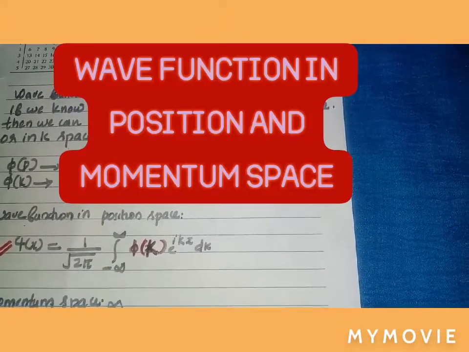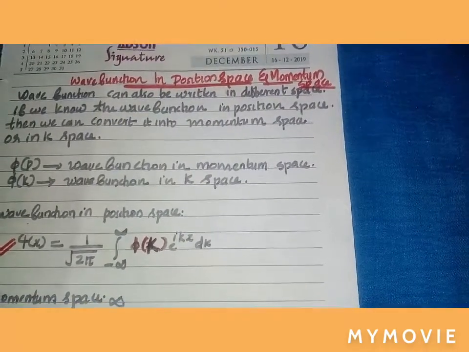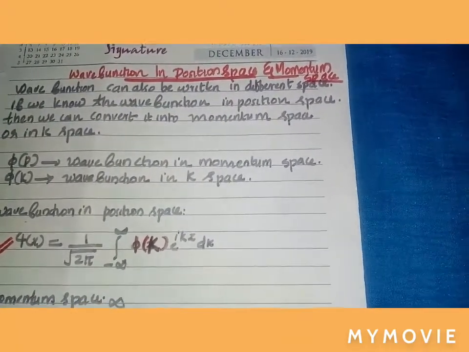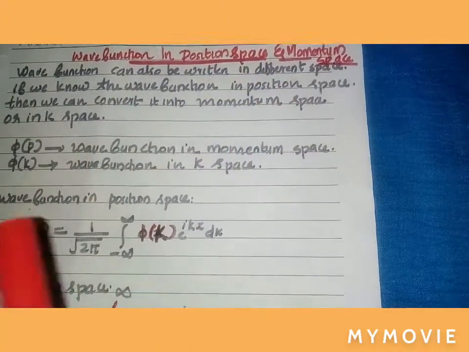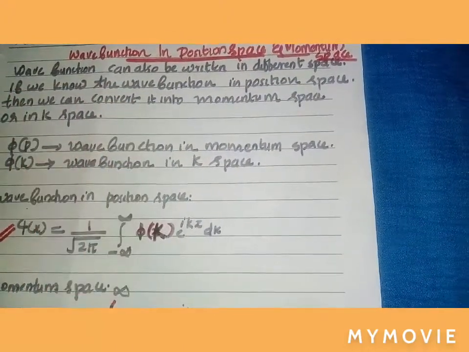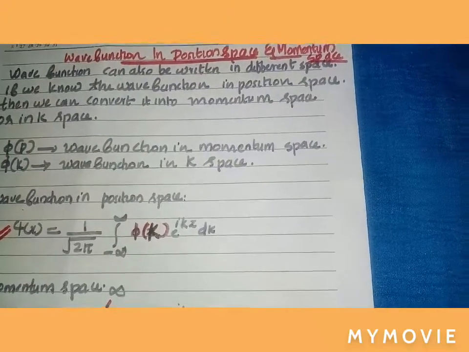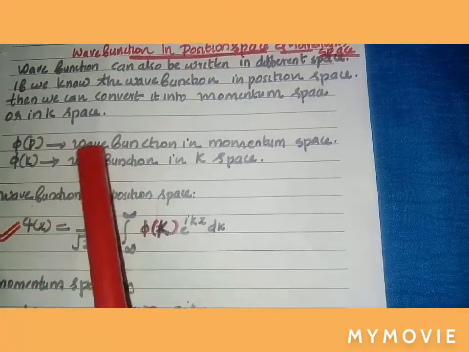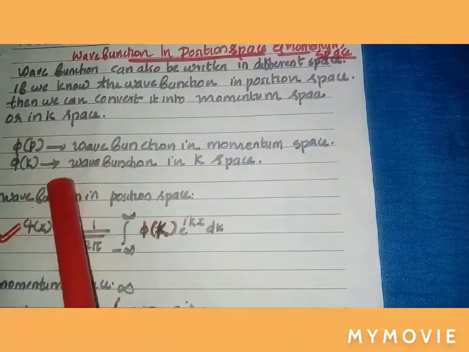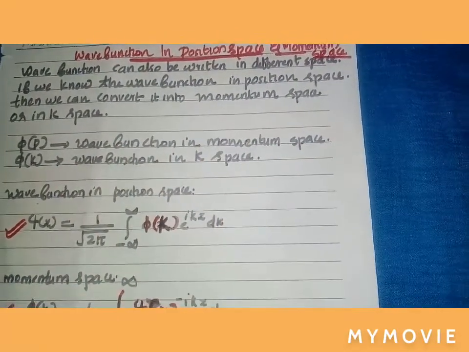Today we are going to study the representation of wave function in position space and momentum space. Wave function can also be written in different spaces. If we know the wave function in position space, we can convert it into momentum space or in k space. Phi of p is the wave function in momentum space, phi of k is the wave function in k space.